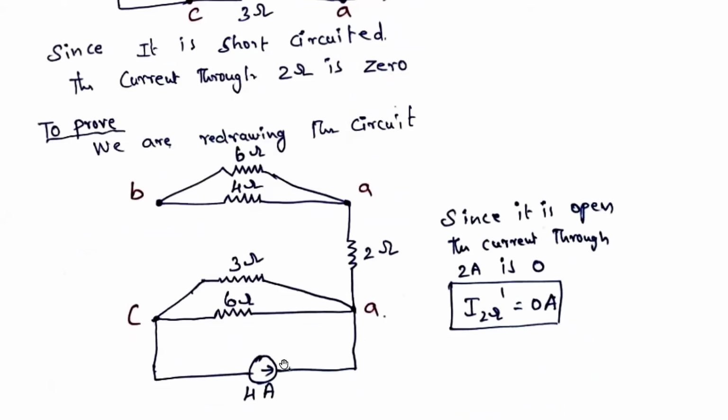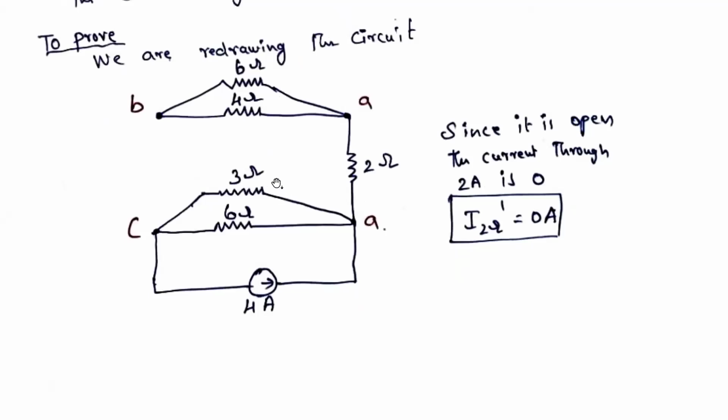So will there be any current flow in this 2 ohm resistor? Because here it is open, here it is open. Since it is open, there is no current to the 2 ohms resistor. Okay, 2 ohms resistance. So the current to 2 ohms is 0 amperes.